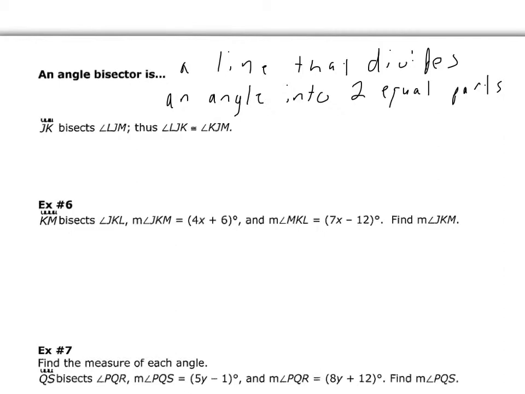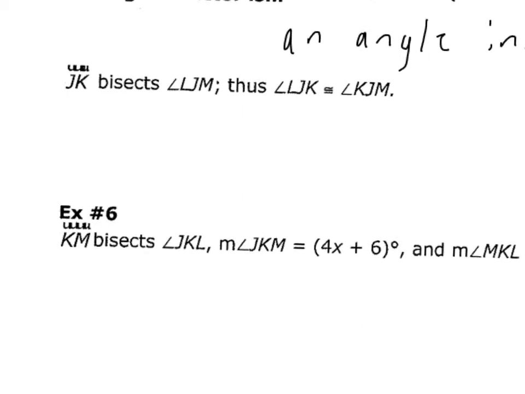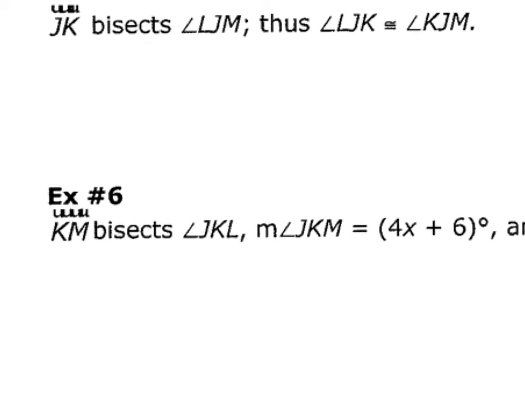Okay, so we're just going to jump right into these examples. They're going to take a little bit of patience, and there's a little bit of a learning curve, but once you see the pattern, it shouldn't be too bad. You're going to have to be good at drawing pictures here. Okay, so the first one says, line JK bisects angle LJM, thus angle LJK is equivalent to KJM.